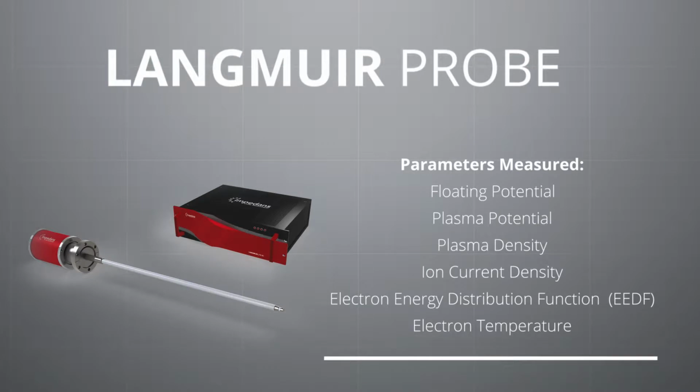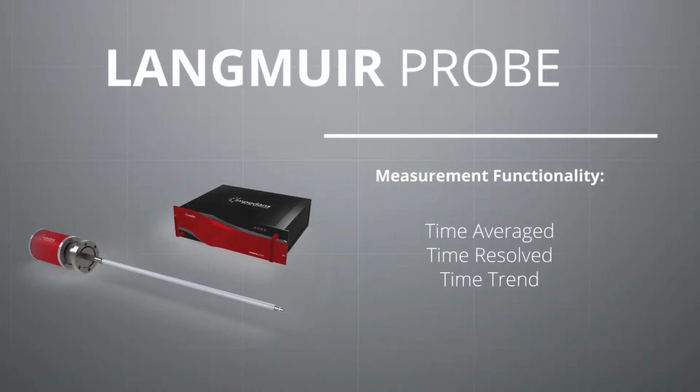The Langmuir probe is one of the most common and widely used plasma diagnostics and plasma characterization instruments to measure plasma parameters in the bulk of a plasma.